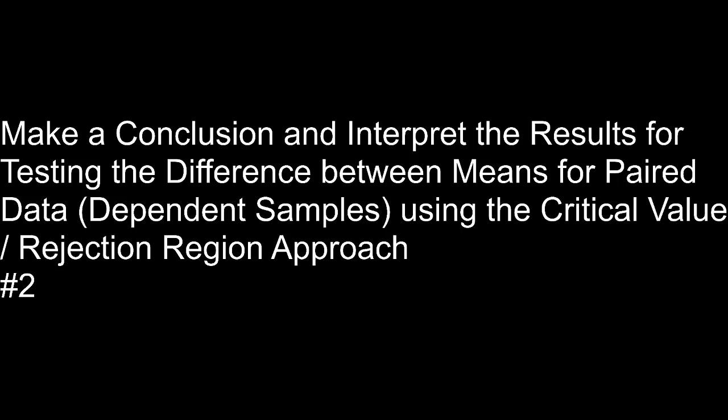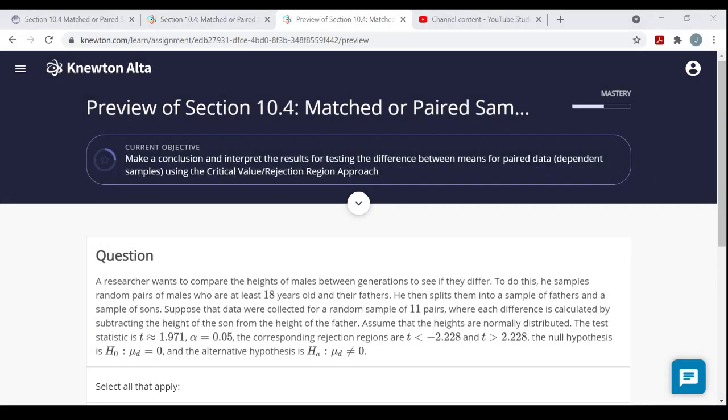This video is on the objective: make a conclusion and interpret the results for testing the difference between means for paired data, or dependent samples. And this is using the critical value or rejection region approach. Now this is the second video on a question related to this objective. Hopefully you watched the first one, because I'm not going to do as much explaining in this one. We'll take a look at the question now.